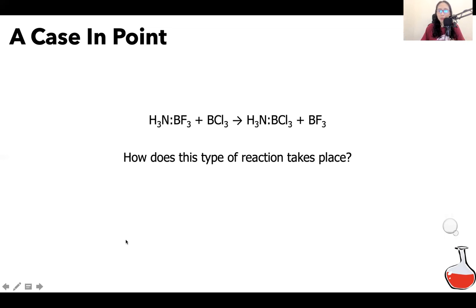So for the next part of the video, we will now go to another extension of the Lewis theory, which is called the hard and soft acid-base theory, or the HSAB theory.